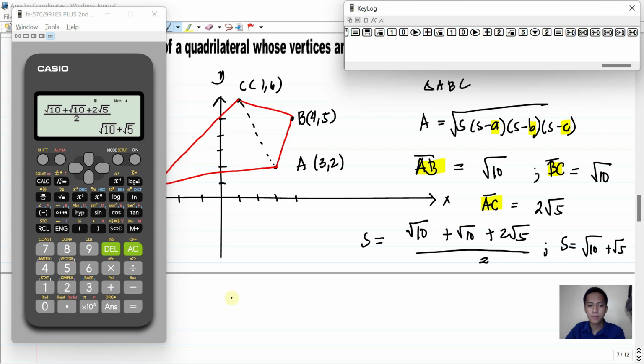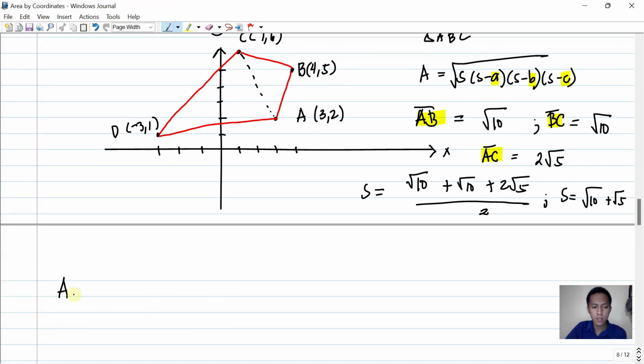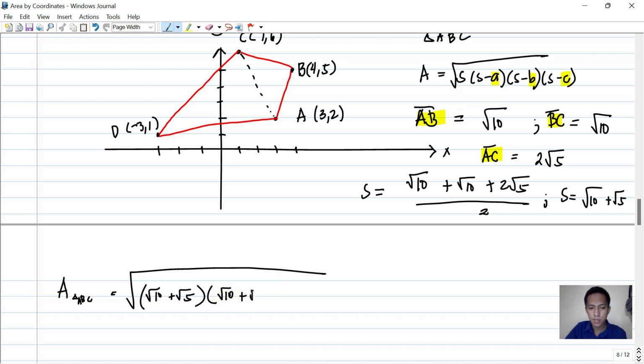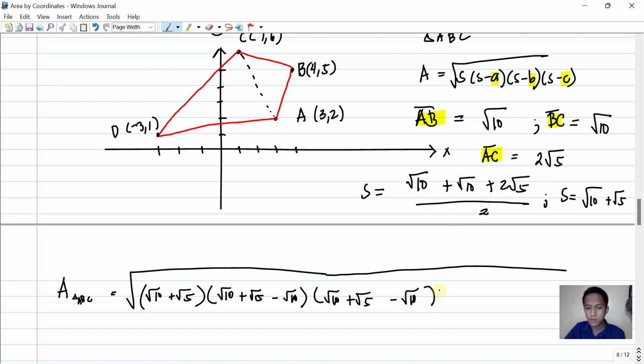Okay, so the area of triangle ABC is equal to the square root of S, which is square root of 10 plus square root of 5, times S minus A, that is square root of 10 plus square root of 5 minus side AB, which is square root of 10, times S minus B, that is square root of 10 plus square root of 5 minus side BC, which is square root of 10, times S minus C. So C is 2 square root of 5.